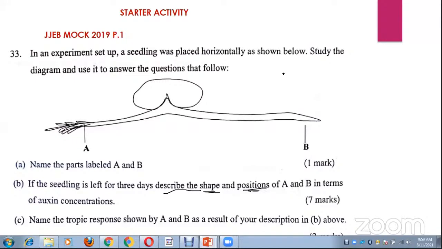To pull B downward, and so it will be bending, facing downward. So gravity, how does it pull it? Does it just pull it? The auxins flow downward, causing these cells here to divide more often, and then they make this B bend downward.